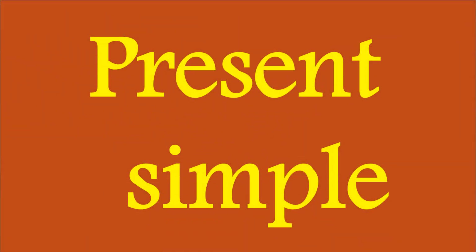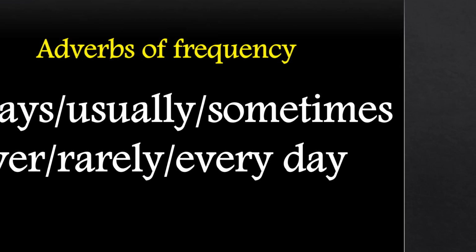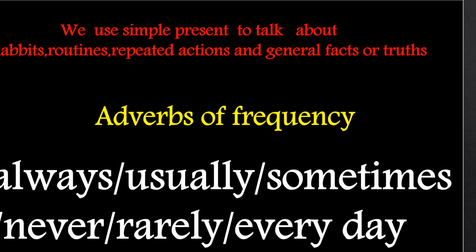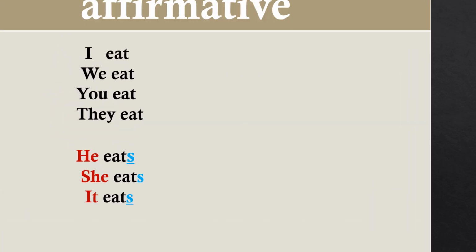Today we are going to talk about simple present. We use simple present, or present simple, to talk about habits, routines, repeated actions, general truths and facts. And we use it with adverbs of frequency, like always, usually, sometimes, never, rarely, every day. When we have these adverbs, we use simple present.